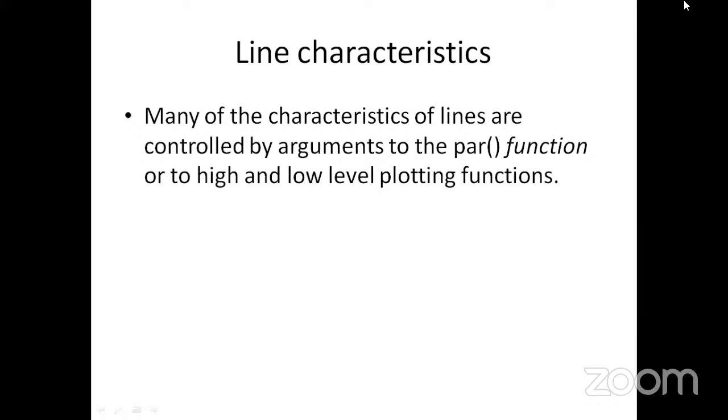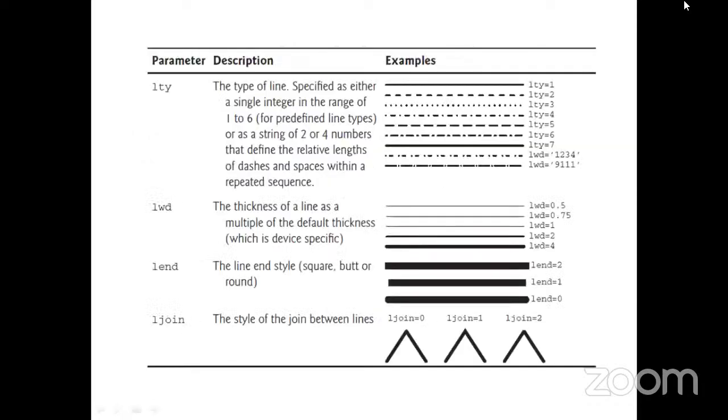Many of the characteristics of the line are controlled by the arguments of the par function to the high and low level plotting functions. So these are the various line functions. You can give lty 1, 2, 3 like this. Whenever you are assigning the lty for a particular character, it will take it as it is. And this is based on the thickness or width of the line. So the widths are 0.5, next 0.75, then 1, 2, 4 like that.